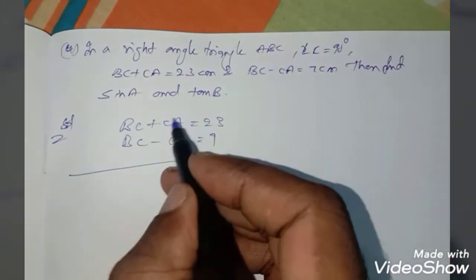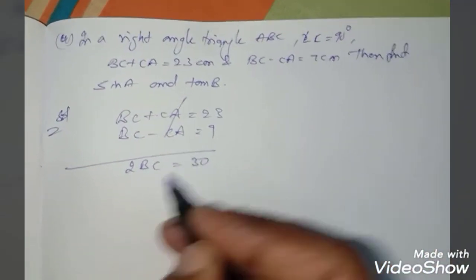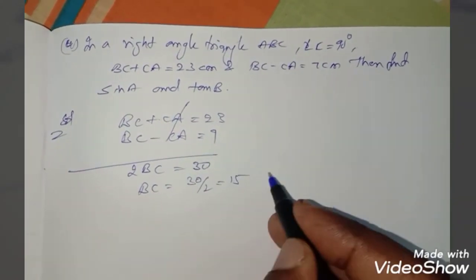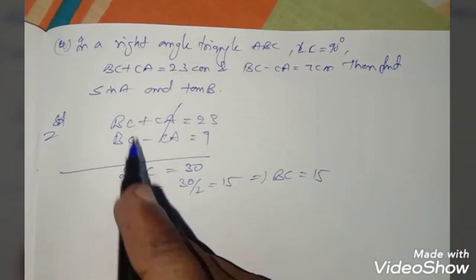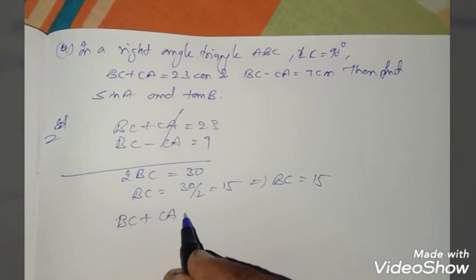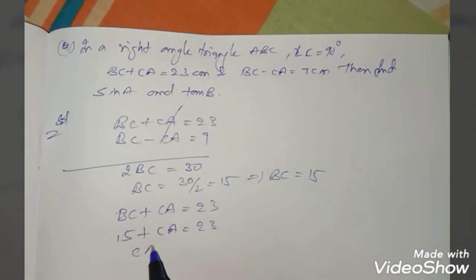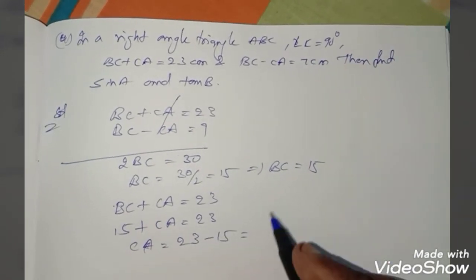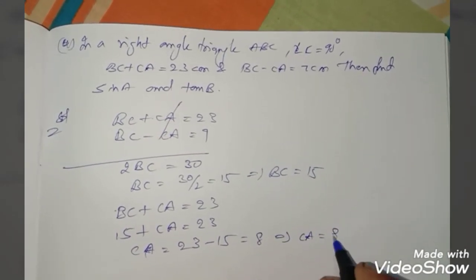Now if I add these two, CA will be cancelled. 2 times BC is equal to 30. So BC is equal to 30 divided by 2, that is 15. So like this we got the value of BC. BC is equal to 15 centimeters. Next, substitute this BC in any one of these equations. If I substitute in the first one, BC plus CA is equal to 23, that is 15 plus CA is equal to 23. So CA is equal to 23 minus 15, that is 8. So here CA is equal to 8 centimeters.